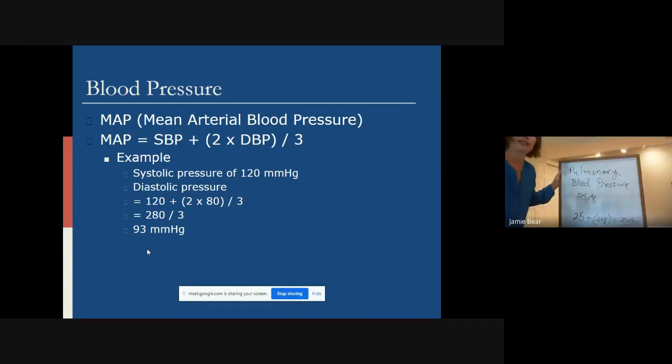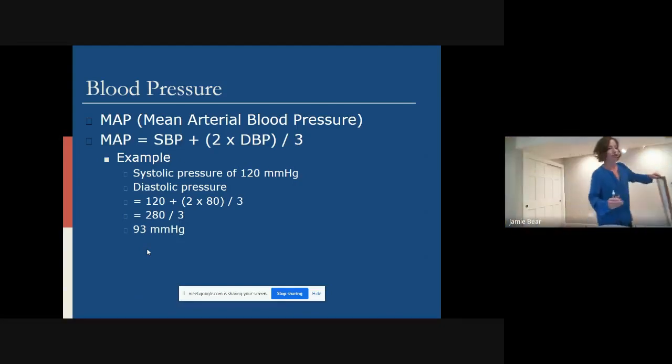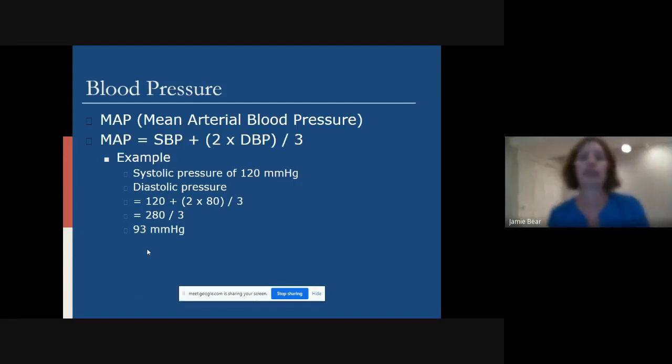So once again, in our systemic blood pressure, the average is 93. And in our pulmonary blood pressure, the average is 14. And once again, that is just the fact that the systemic circulation has a lot further to travel.